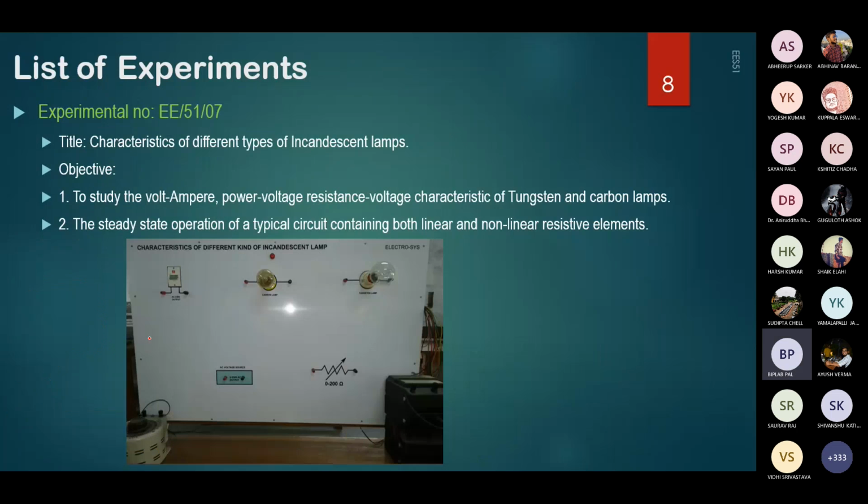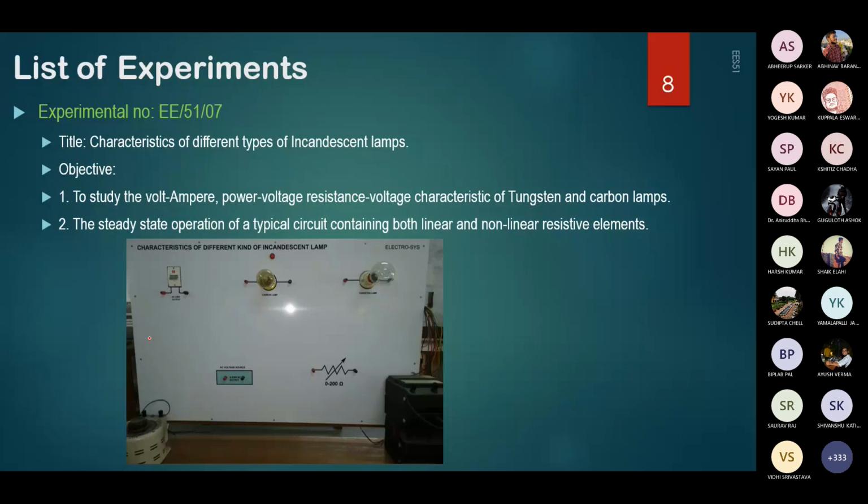Next is experiment number 7: characteristics of different types of incandescent lamps. So what would be the lamps considered over here? Here the tungsten and carbon lamp. What is the specialty of the carbon lamp? Do you know? They are good conductors.